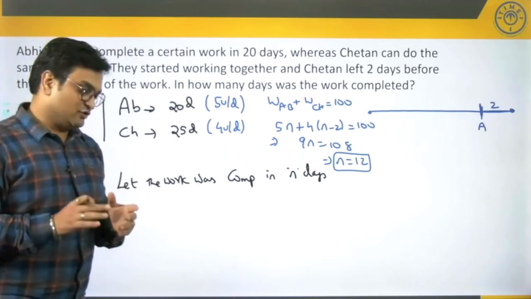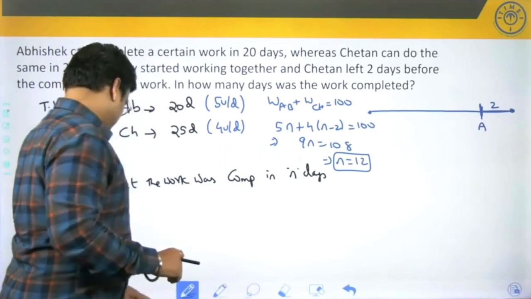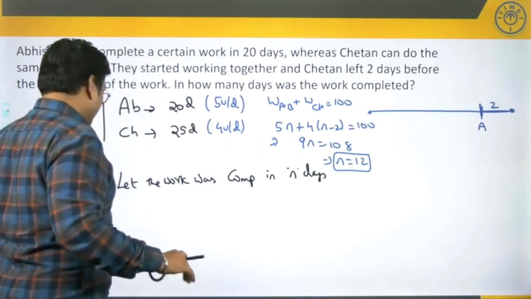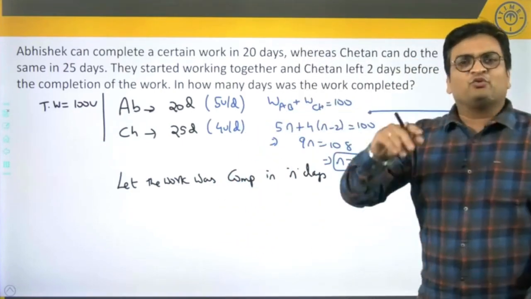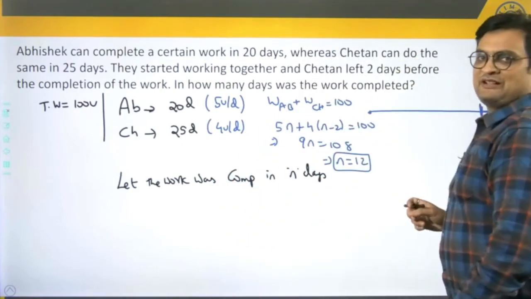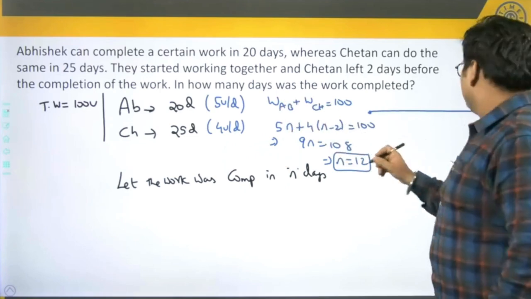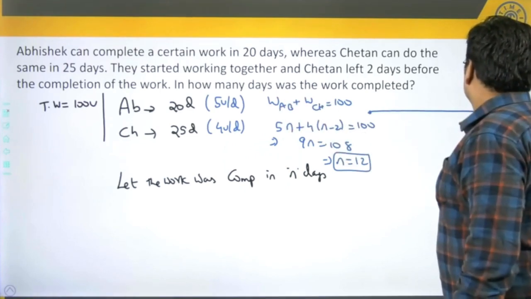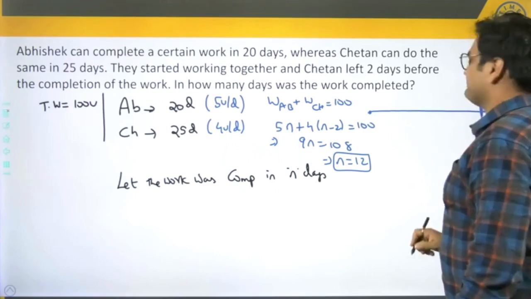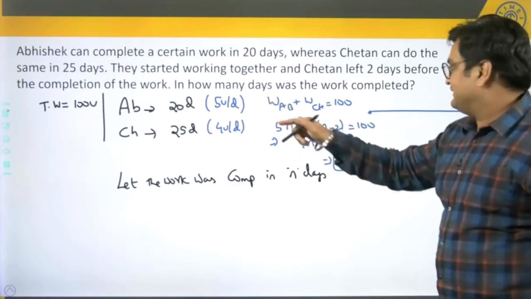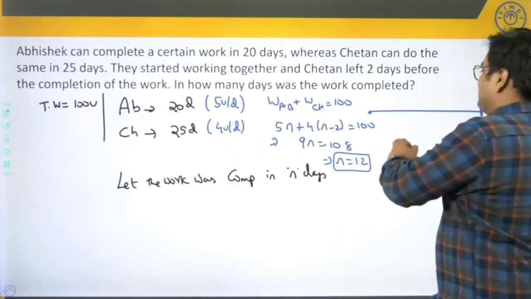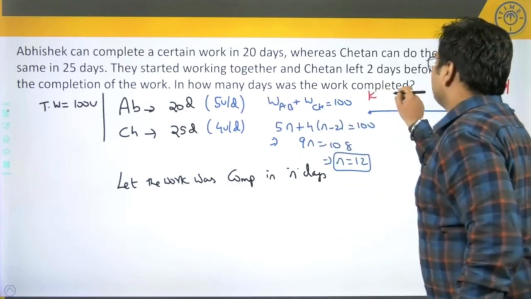Another way of looking at it could be, notice, I am still going for the non-unitary approach only, but observe, in the final 2 days, who is working? Only Abhishek is working. What is his rate? 5 units. So can I say, out of 100, 10 units were finished here by Abhishek alone. That means the rest 90 will be done here.